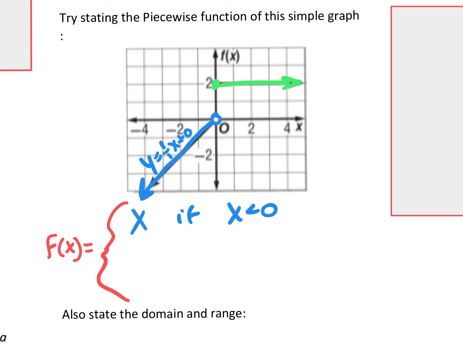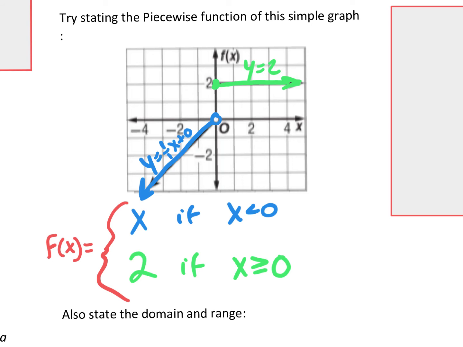That's the condition, yes, but how about the equation itself? Y equals 2. Any horizontal line crossing the y-axis is simply y equals the value that it crosses at. Y equals 2 in this case. So I'm going to say y equals 2. Condition, if what? You already said the condition. If x is greater than or equal to 0. And that's it.